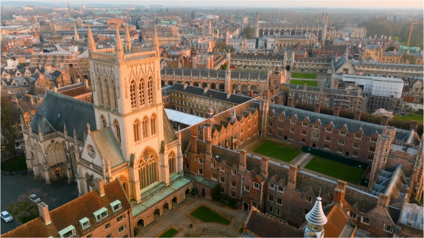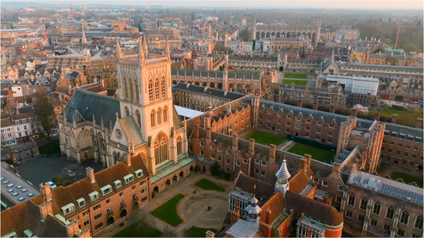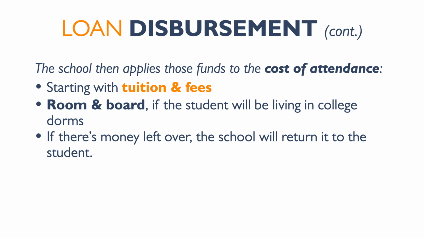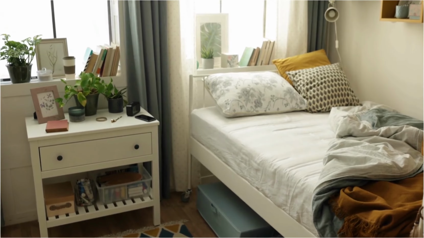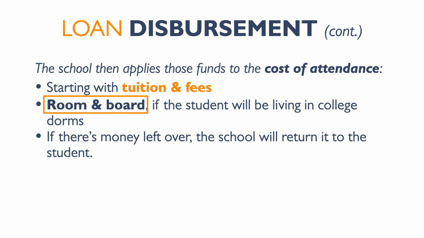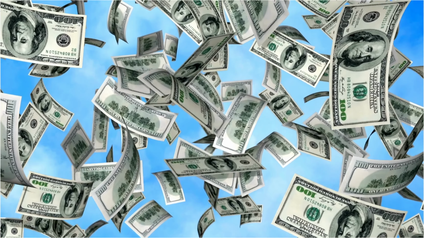Schools follow a specific order when applying dispersed loan funds to the cost of attendance. The funds are first applied towards tuition and fees. If the student will be living on campus, then room and board expenses are covered. And only if there's any money left, the school will return the excess funds to the student.